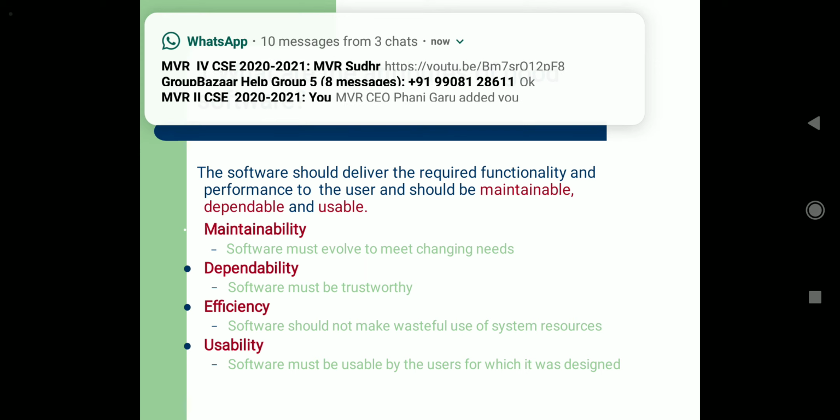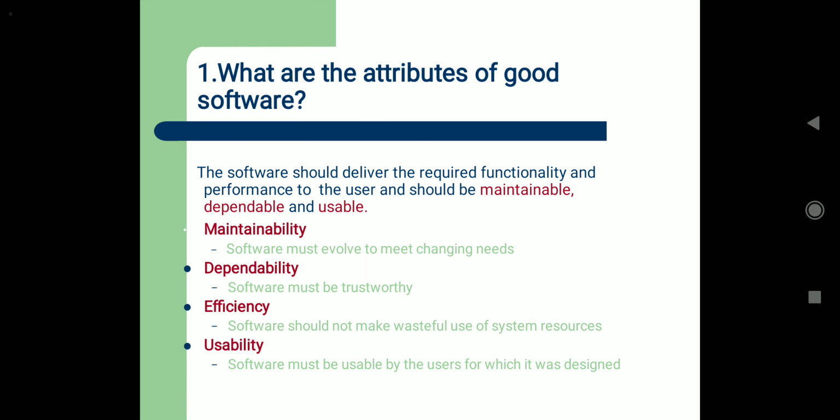Maintainability: software must be able to meet changing needs. Dependability: software must be trustworthy. Efficiency: software should not make wasteful use of system resources. Usability: software must be usable by the users for which it was designed.